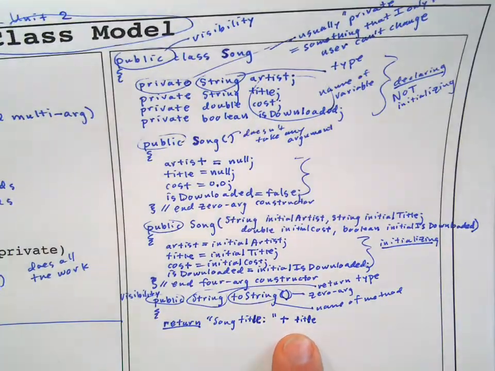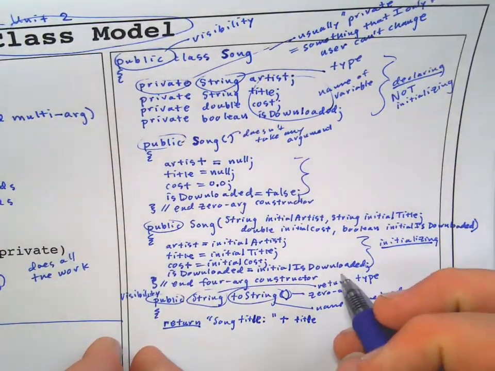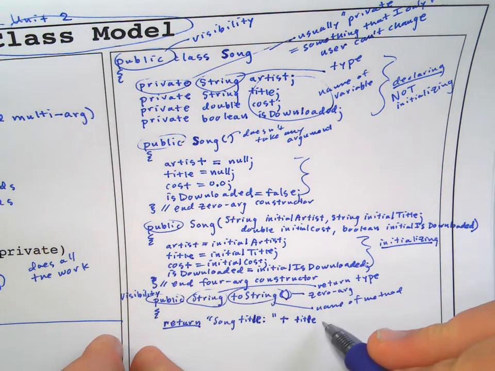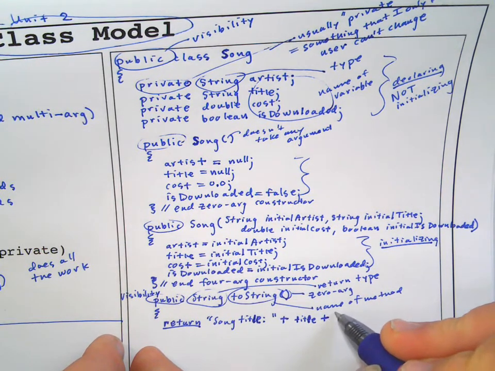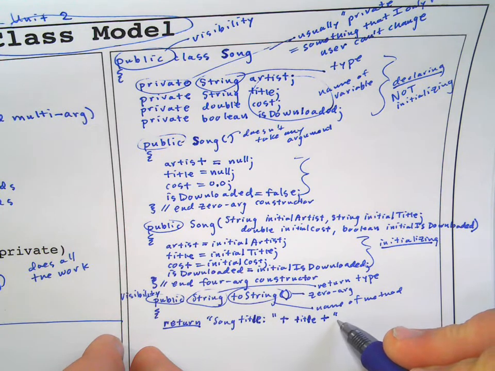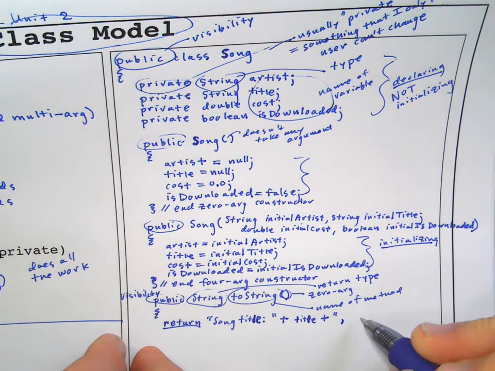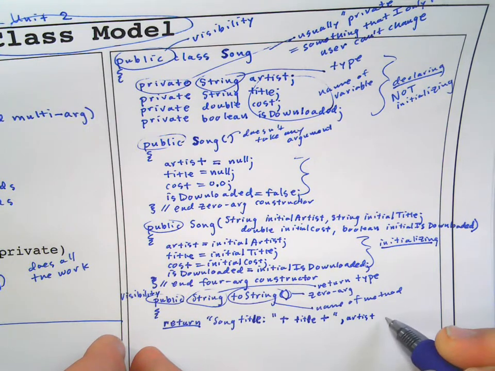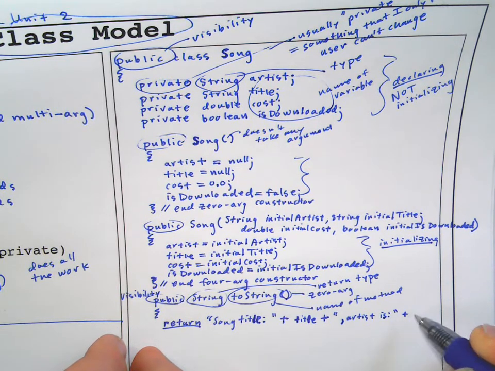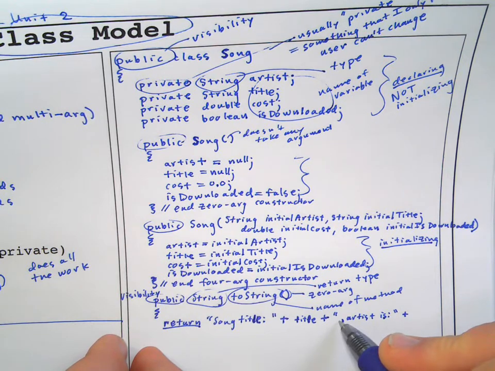Now title is a string, and then we could say plus, and then we could do quotations, and maybe leave another space, and then a comma. We could say artist is, and put semicolon in space. Now you want to think about where to put spaces. I think actually here we would probably put the space after the comma.